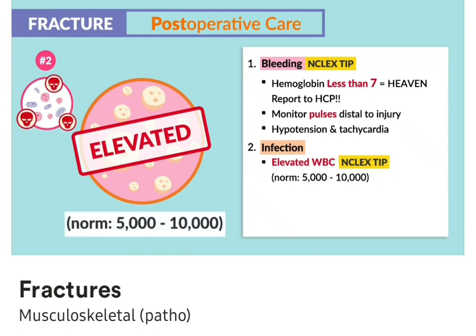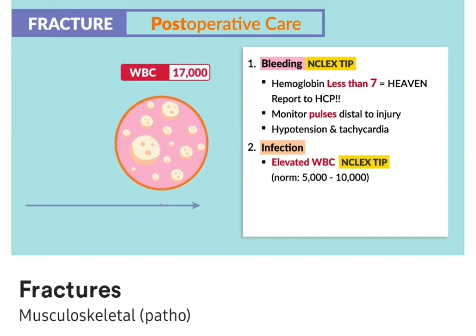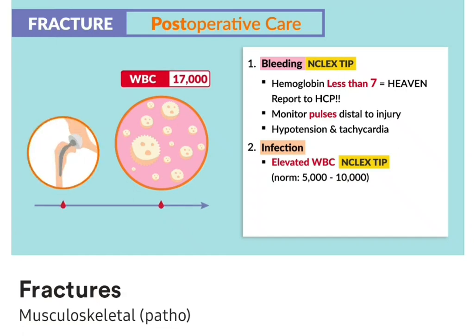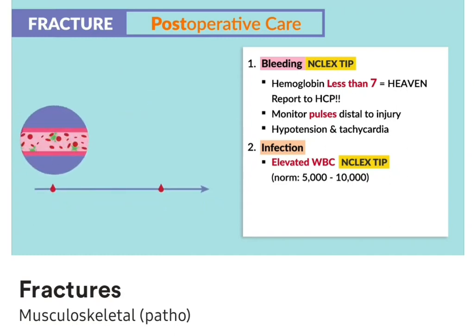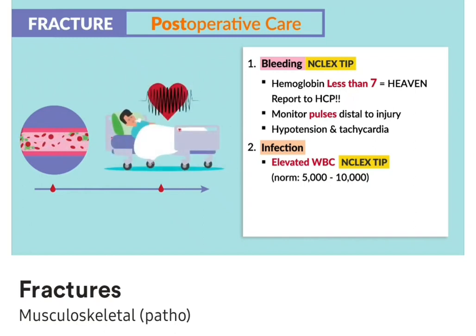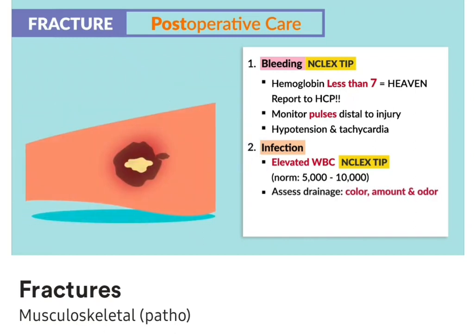Normally between 5,000 to 10,000. So WBC level of 17,000 after a total hip or joint replacement, oh my gosh, we must notify the HCP immediately, since this could mean that the patient is going into sepsis and then into shock. So we always assess the drainage of the surgical site. Look for color, amount, and odor.